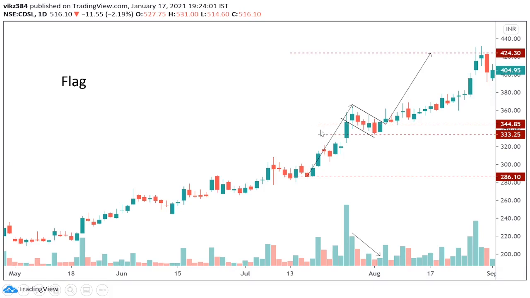This is the entry point. This will be your stop loss. Since the candle is small, you can keep your stop loss here. Here is the entry point, and that's the target. So target was hit. As you can see, it started moving very slowly and then expanded here. And once the target is hit, there was a little profit booking seen here.